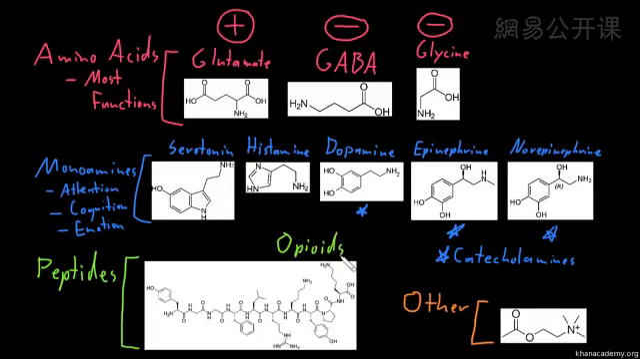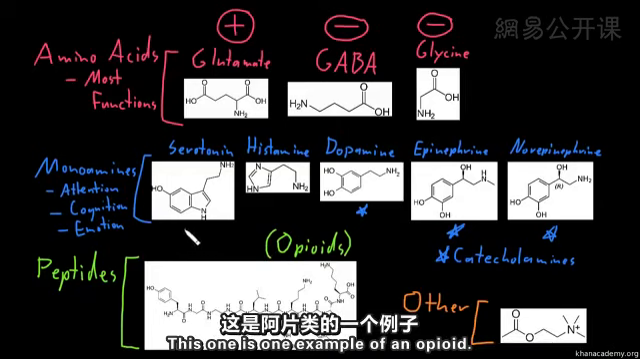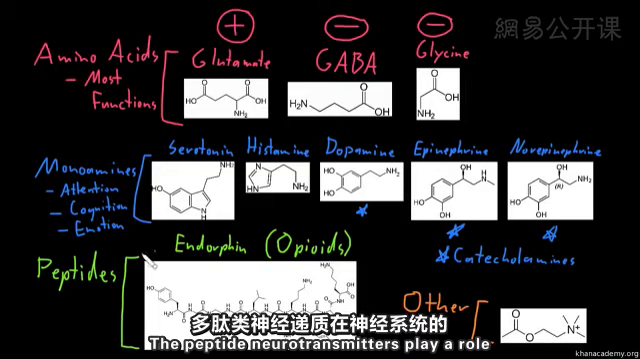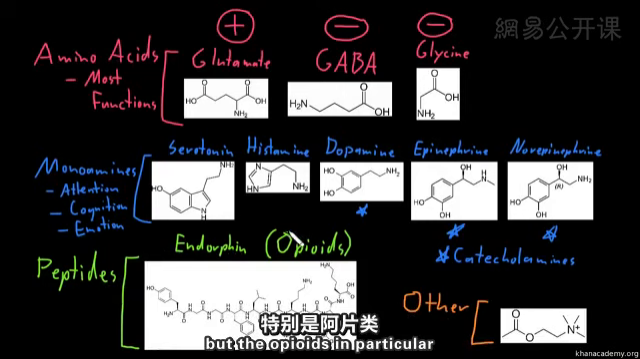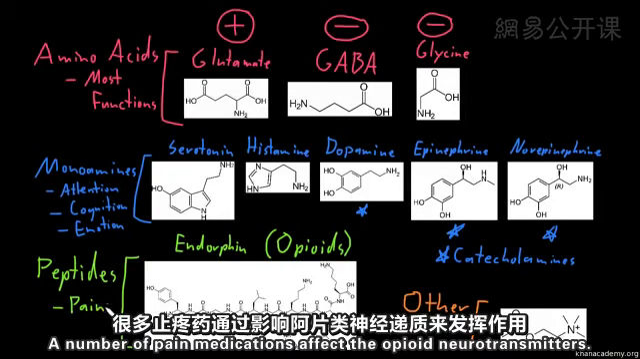There are many important peptide neurotransmitters, including a group of peptide neurotransmitters called the opioids. And the opioids are a group within the bigger group of the peptide neurotransmitters. And this one is one example of an opioid. This is endorphin. And the peptide neurotransmitters play a role in many functions of the nervous system, but the opioids in particular play a big role in our perception of pain. And a number of pain medications affect the opioid neurotransmitters.